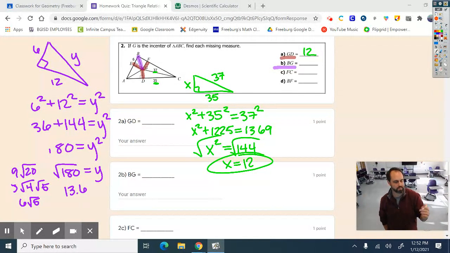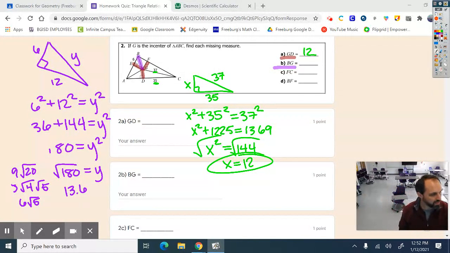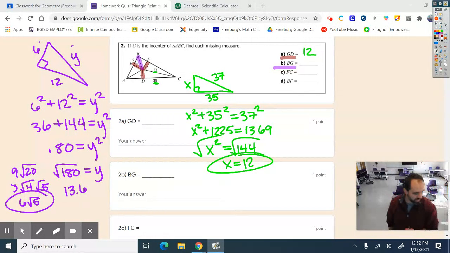Oh, that's not a 30, 60, 90 triangle. That's why. If this was 6 and 12 over here, then that would have been 6 root 3. That's why my head was off. Good thing I didn't just shortcut it. Would have made a mistake.